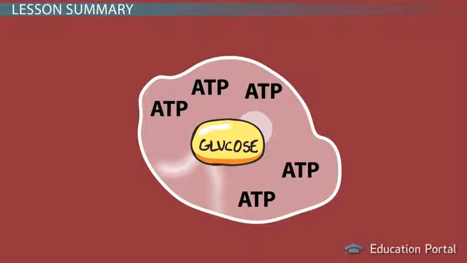When your body cells break down glucose, energy is released in the form of ATP, which your cells use to carry out most of their functions.